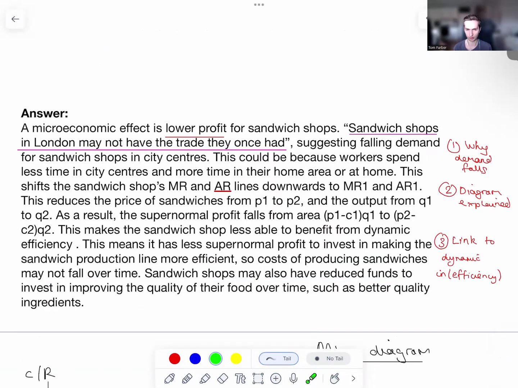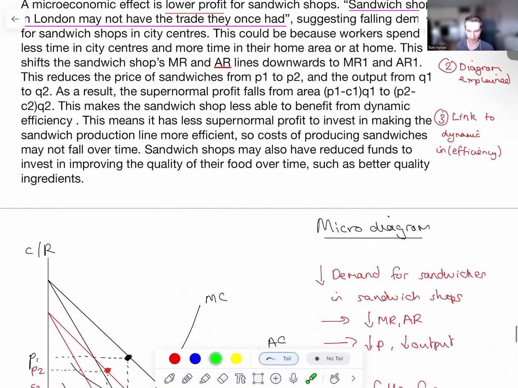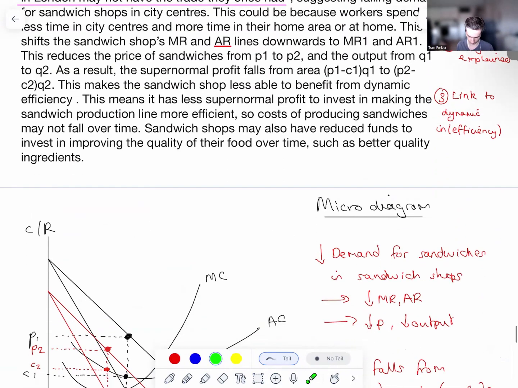So the microeconomic effect is lower profit for sandwich shops. We're going to first explain why demand falls. So why does demand fall? This could be because workers spend less time in city centres and more time in their home area or at home. And indeed, the extract mentions this: sandwich shops in London may not have the trade they once had. And now I'm going to explain the diagram. So the diagram is going to show AR and MR shifting to the left. Let's go to the diagram.